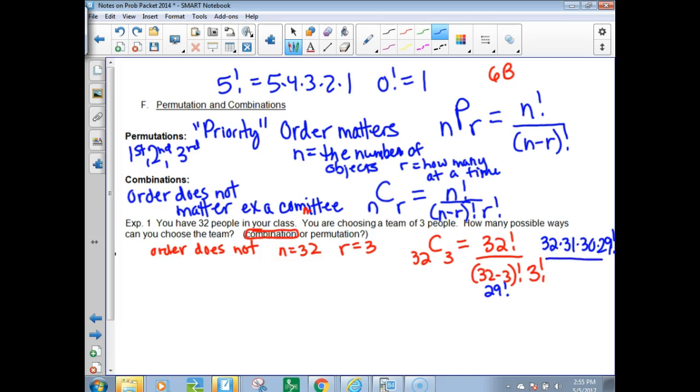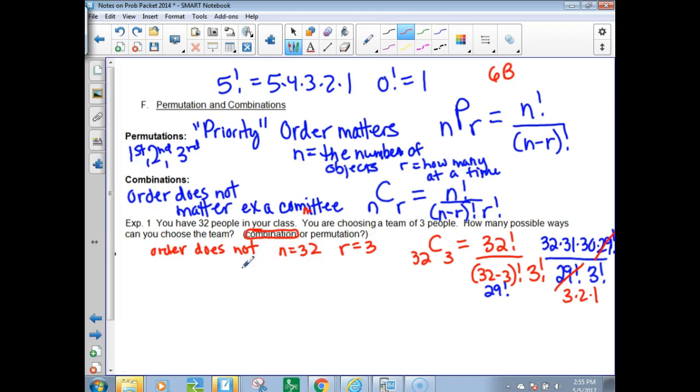Okay, now on the bottom, we have 29 factorial times 3 factorial. So what could I cancel? The 29 factorial, because if you expanded it out, you'd have 29 all the way down to 1, all those numbers multiplied, and you'd have that on the bottom too, so it's nice to cancel that out and reduce. So now I'm going to calculate what 32 times 31 times 30 is divided by 3 factorial, which is 3 times 2 times 1.